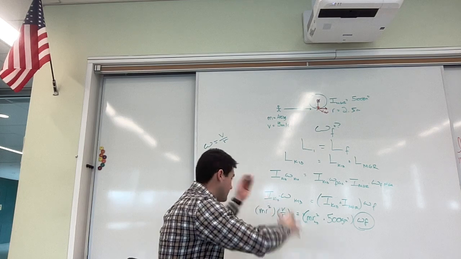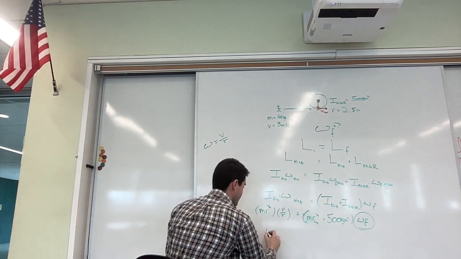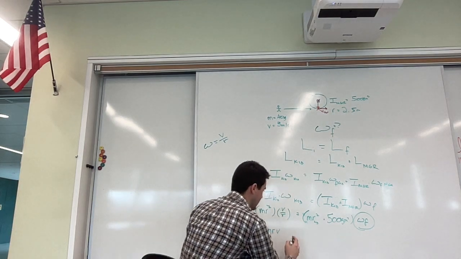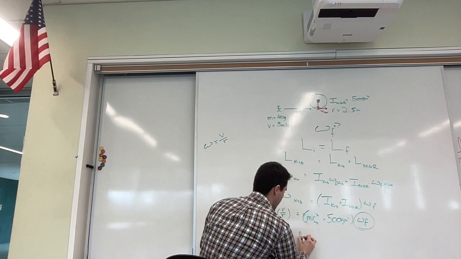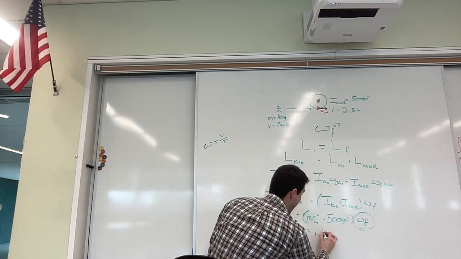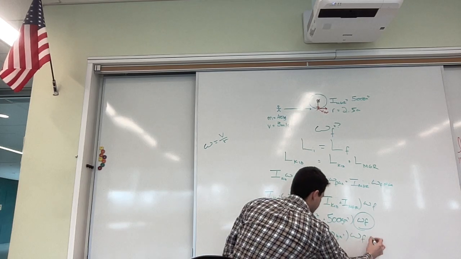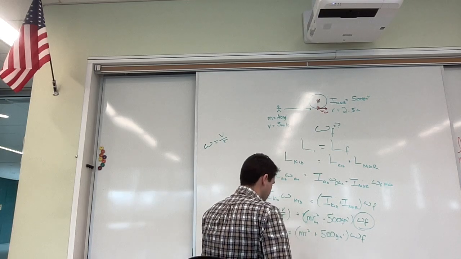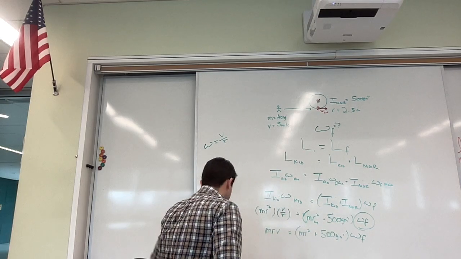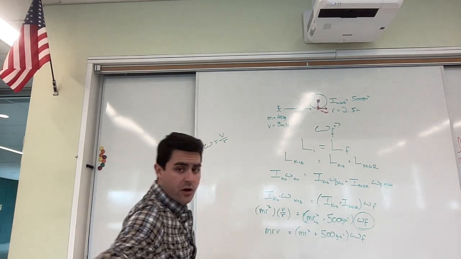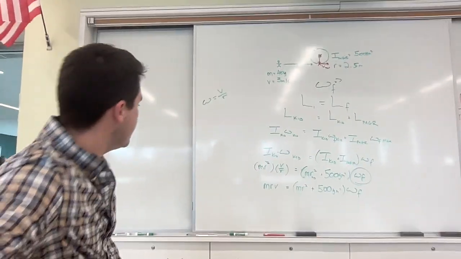Okay? So I can do some algebra. m r v of the kid is the initial momentum. m r squared of the kid after they jump on the merry-go-round, plus the 500 kilogram meters squared, this whole thing. Find me final angular velocity. I'll start plugging some numbers in, and when I do that, I'll use the red marker so we can see really clearly what I'm doing.